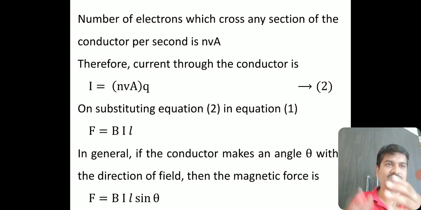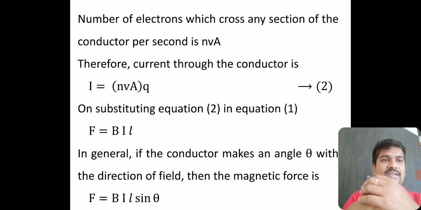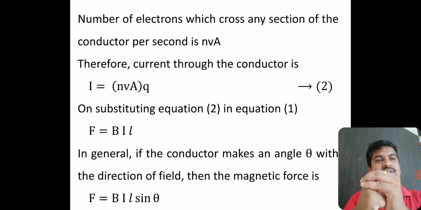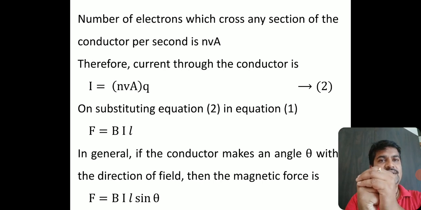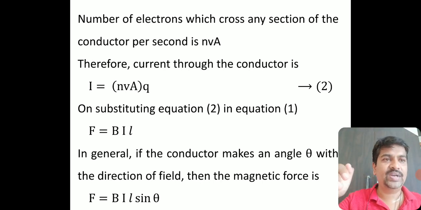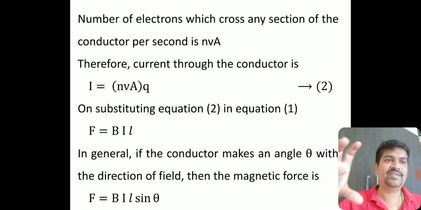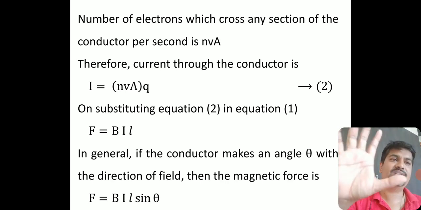Number of electrons and charge on each electron is Q. I will get the total charge, and the rate of this total charge is current. Rate of flow of charge is current, so there I am taking 1 second. Therefore NVAQ will give you the total current. Total current is number of free charges into charge on each electron.